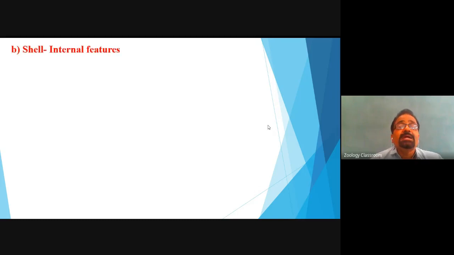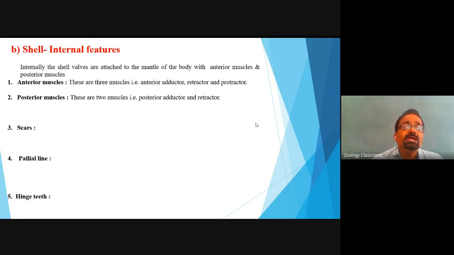Shell, how it appears internally when the animal is removed. Especially, the shell shows different types of scars. These scars are nothing but the scars of the two sets of muscles, anterior muscles and posterior muscles. In the anterior muscles, there are three sets of muscles: anterior adductor muscle, anterior retractor muscle, and anterior protractor muscle. While in the posterior muscles, there are only two muscles: posterior adductor and posterior retractor muscle.